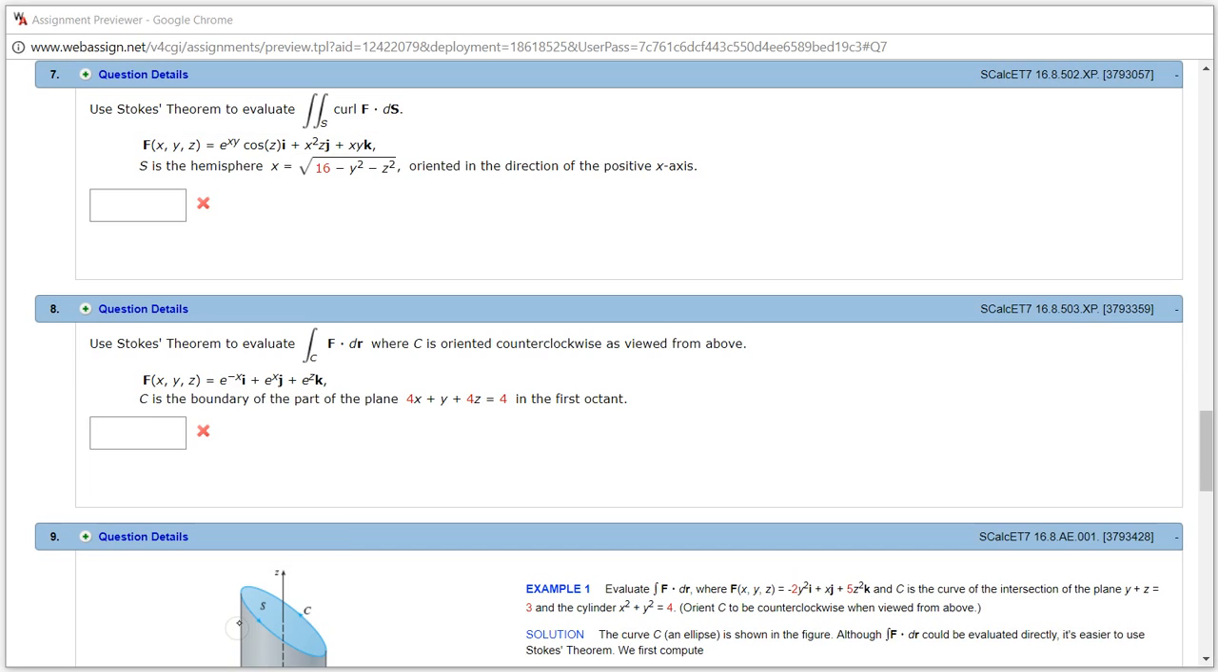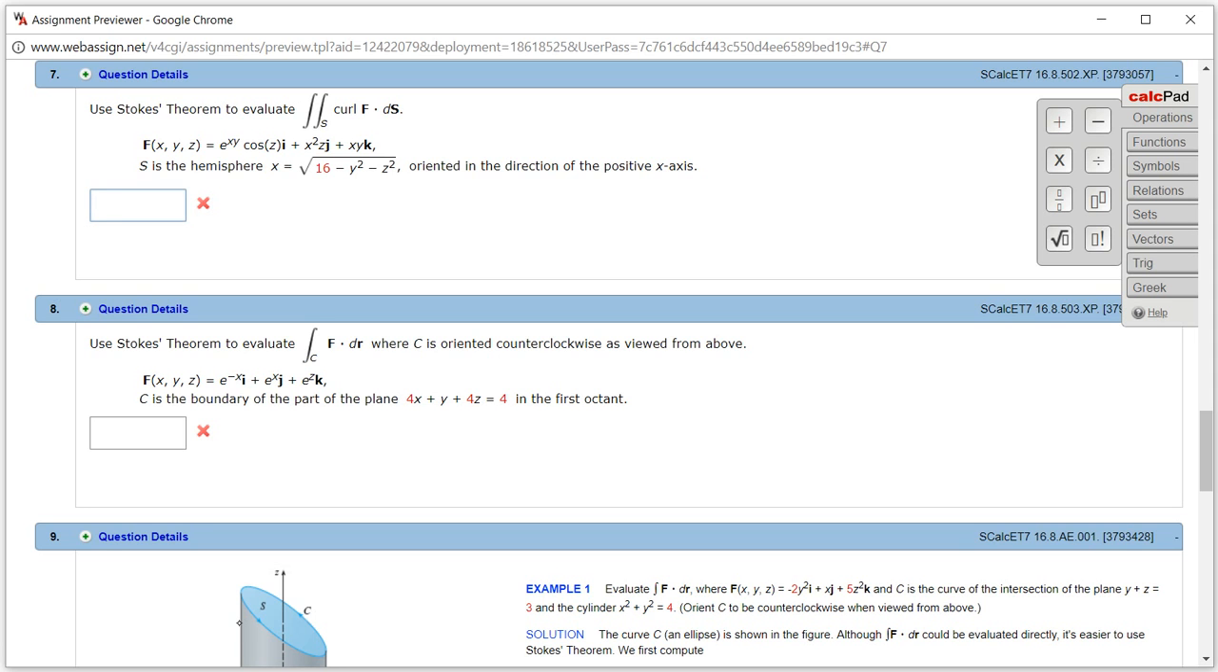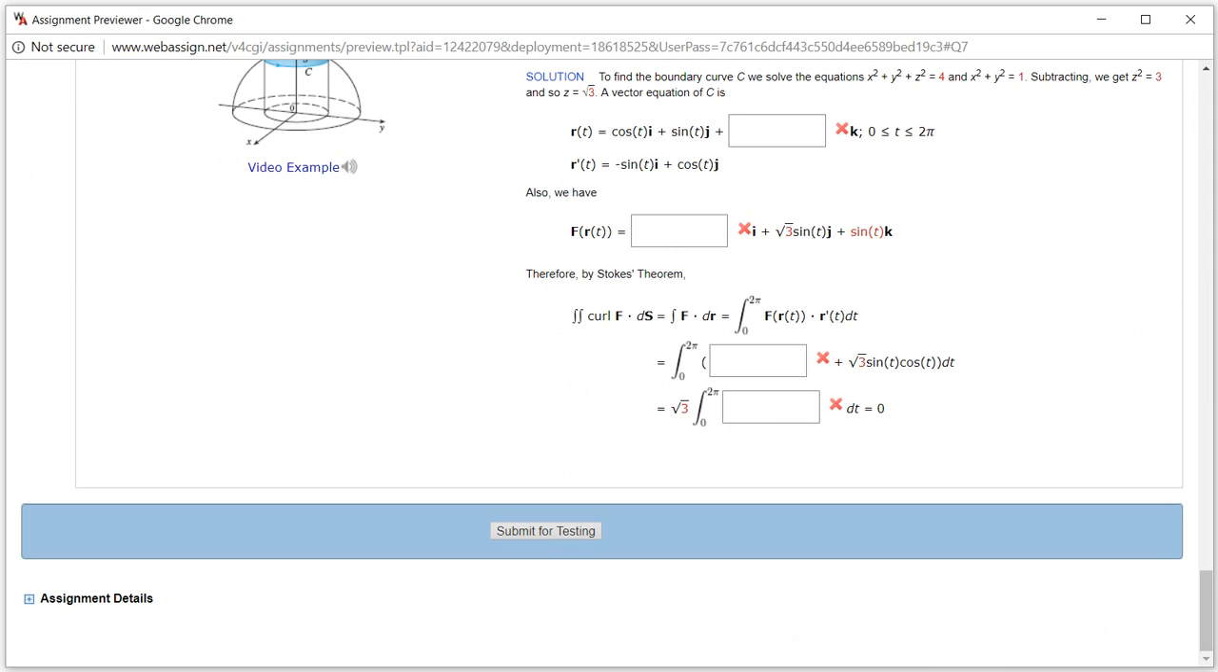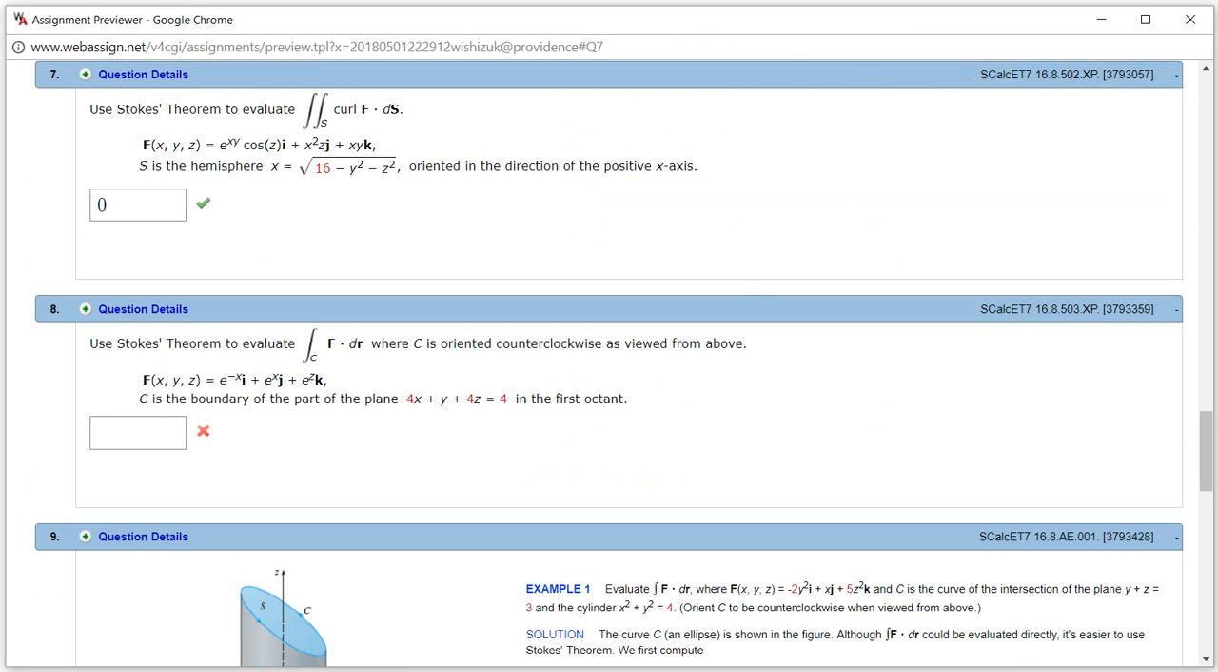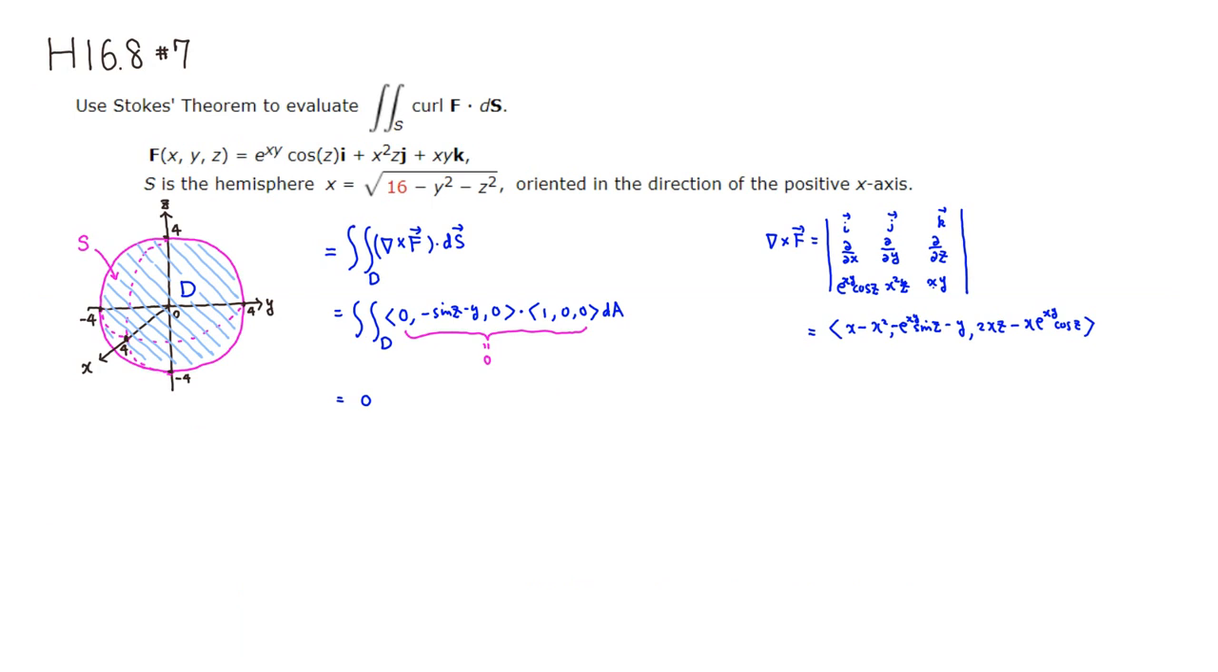So let's type it in. We got 0 there, and submit for testing. All right, it came back and looks like we got this one correctly. That's it. I hope that this was clear.